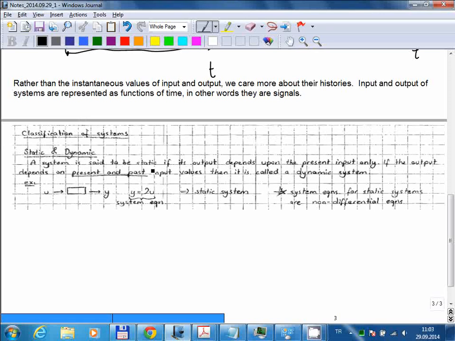Okay, so a system is said to be static if its output depends upon the present input only. If the output depends on present and past input values, then it is called a dynamic system. This is how we distinguish dynamic systems from static systems.